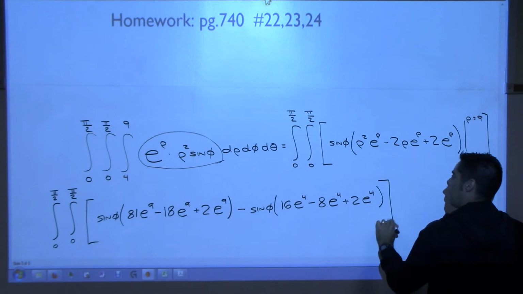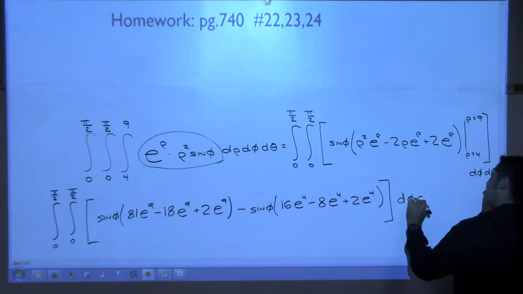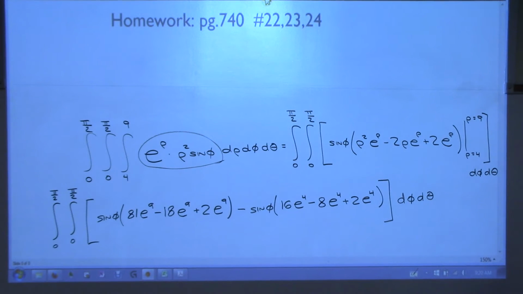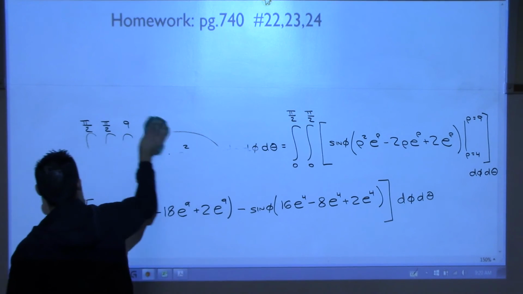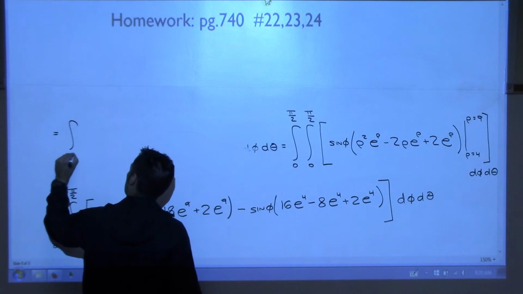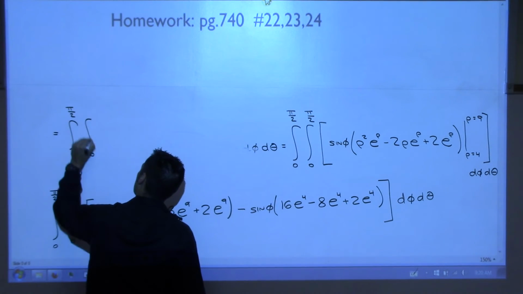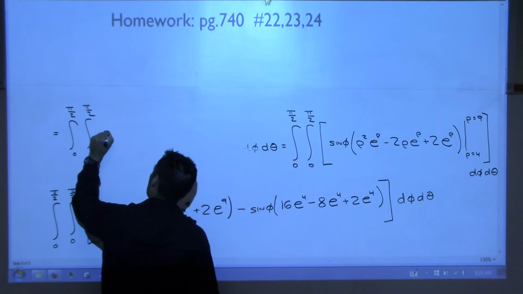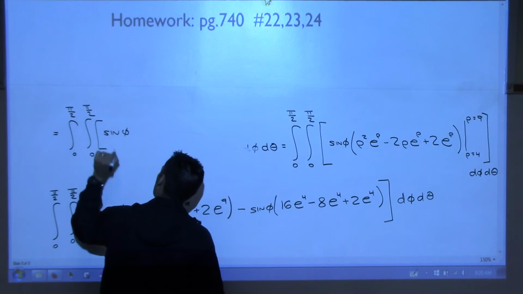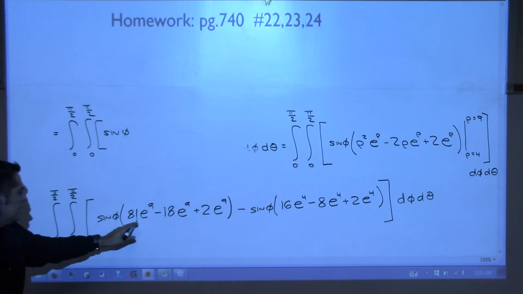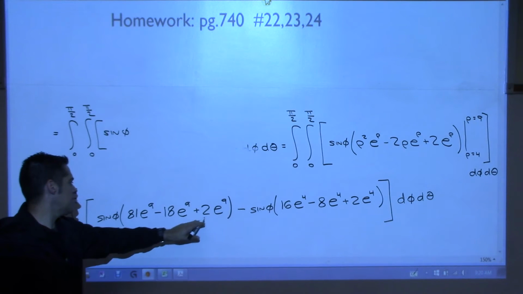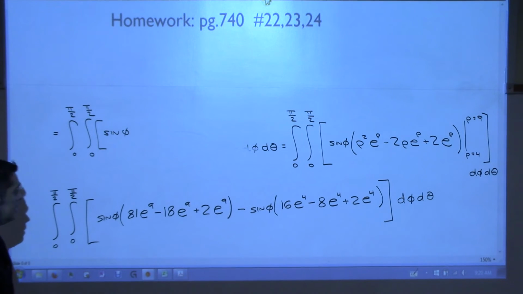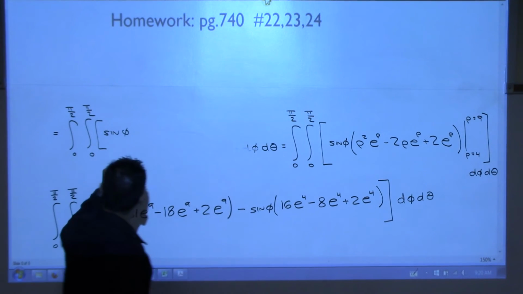All right, d phi d theta. All right, this should simplify a little bit. Integral 0 to pi over 2, integral 0 to pi over 2. All right, sine phi. And then, let's see, 81 of these. 81 plus 2 of them is 83. So 18. 83 minus 18, right? 83 minus 18 is going to give you 65.